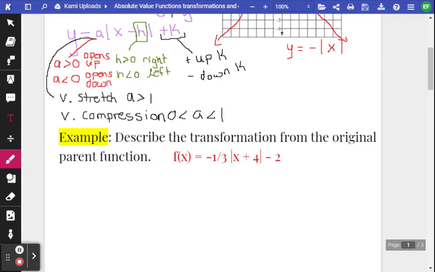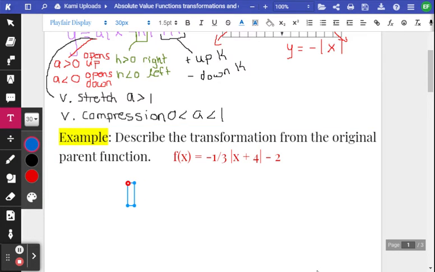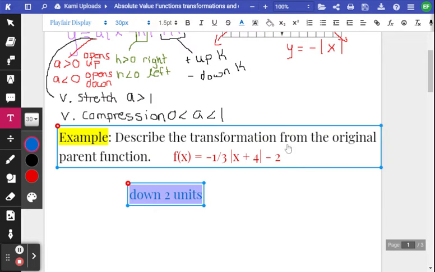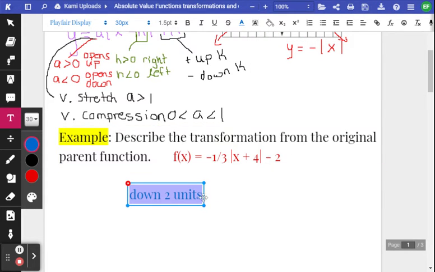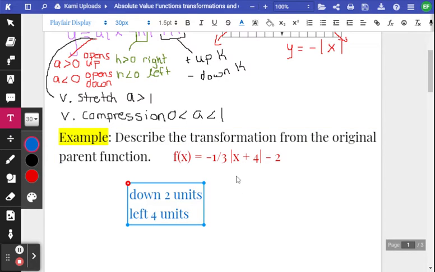From here, our transformations: we can talk about our -2 value, telling us that our function went down 2 units. We see that by the -2. Our function went to the left 4 units. We see that because it's opposite of what we think. We would think it would go to the right 4 units because of the +4, but it's opposite. So it's actually going to the left 4 units.